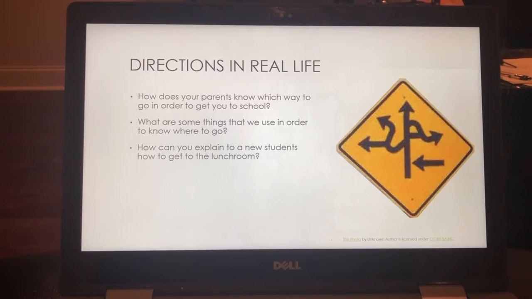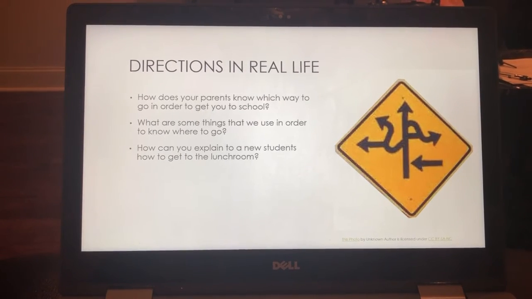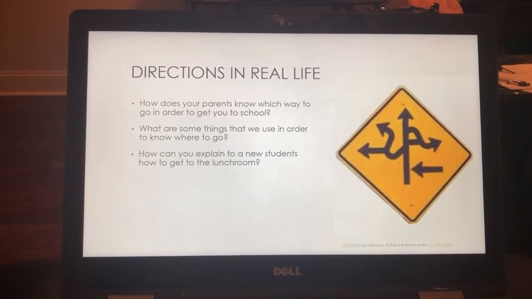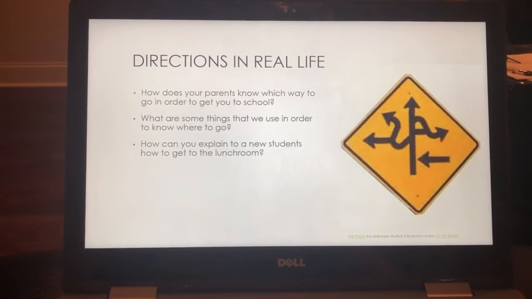Good. Our next question is, how would you explain to a new student how to get to the lunchroom? Those are good directions, you guys.